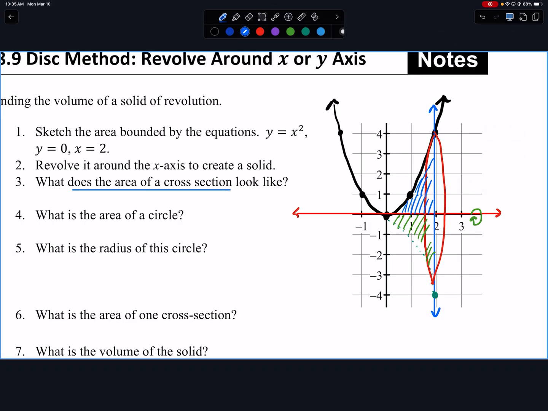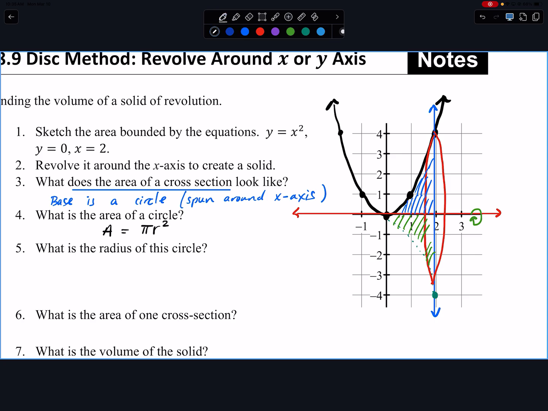So the base is a circle because we spun around the x-axis. Now, not a trick question. If I want to find the area of a circle, what's the area formula for a circle? Area is equal to what? Pi r squared.